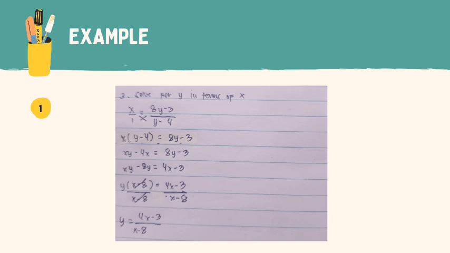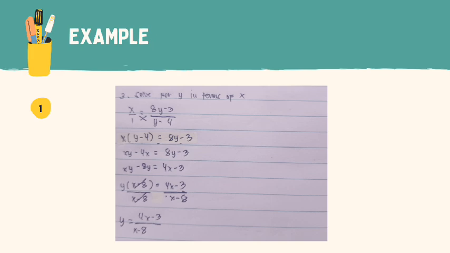Third step, solve for y in terms of x. It is understandable that x has a denominator of 1, so we just need to cross multiply. x times (y minus 4), 1 times (8y minus 3). x times (y minus 4) equals xy minus 4x. And 1 times (8y minus 3) is just 8y minus 3. Then we group the like terms, so we end up with xy minus 8y equals 4x minus 3.